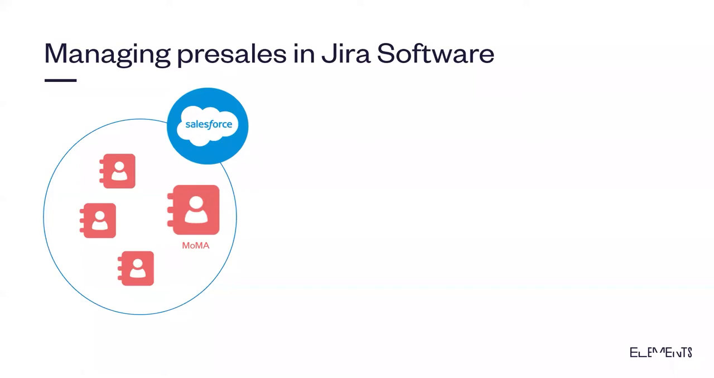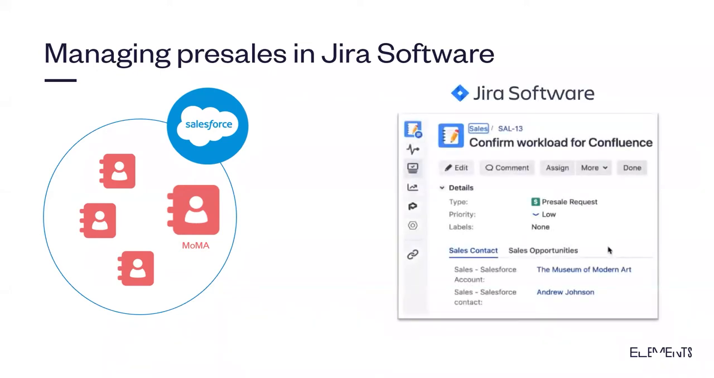This is a global context. And each time he needs to close a deal, he has to provide a quotation and estimation of the work needed. And so he's working with a pre-sales team internally. And to do so, these teams are using Jira software. So each time a new pre-sales request is coming, the salespeople are going to create a new pre-sales request into Jira software.